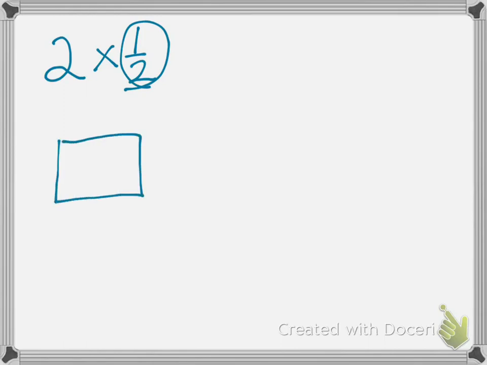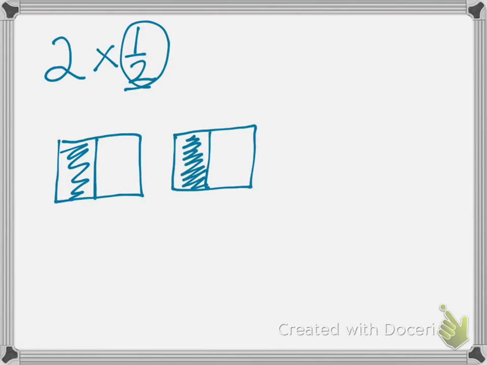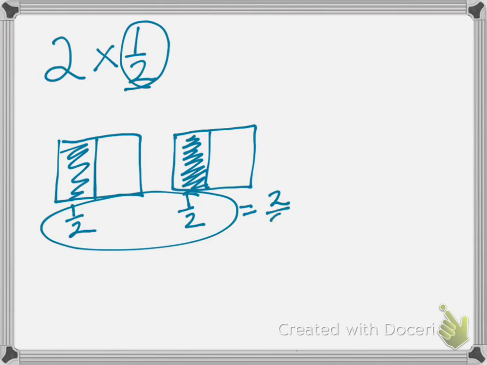So we draw a whole, here is a half, and then we draw another whole, and here is a half. So we have a half and a half, and what does that equal? 2 halves equals 2 over 2, which then equals 1. So when you have a whole number and you're timesing it by a fraction, just draw the fraction this many times, and then you can add them up.